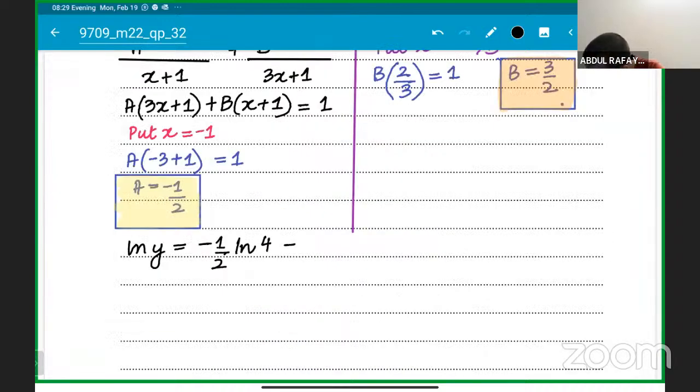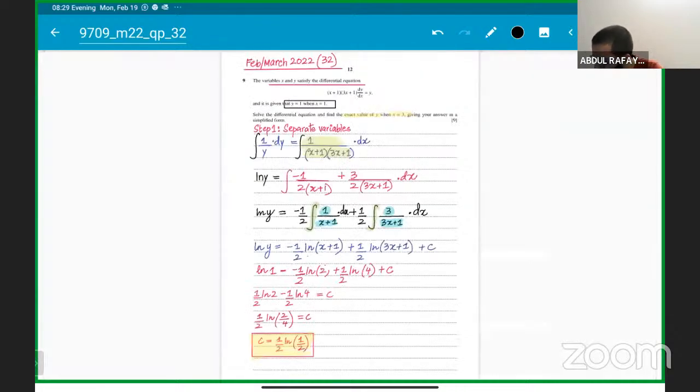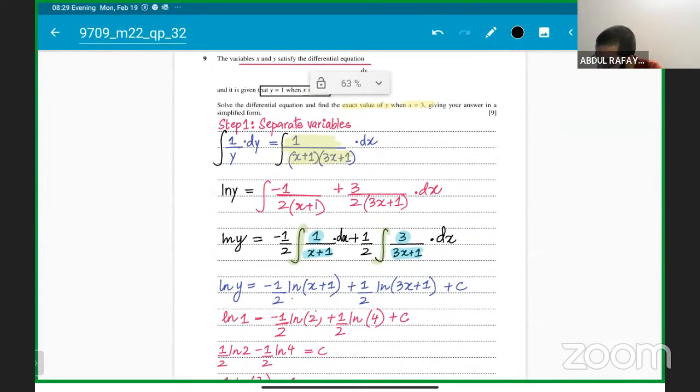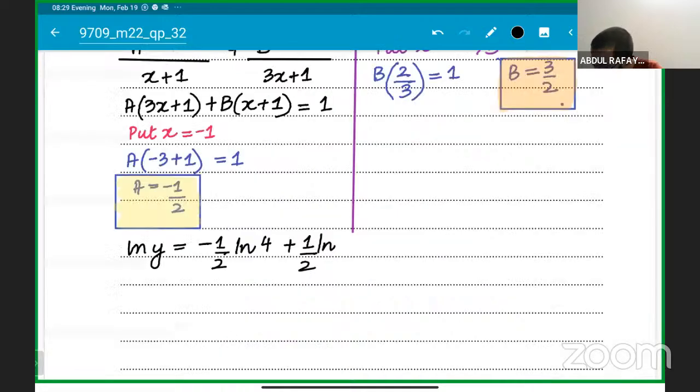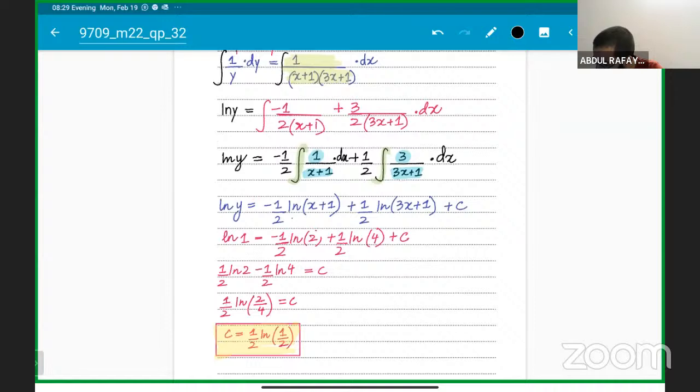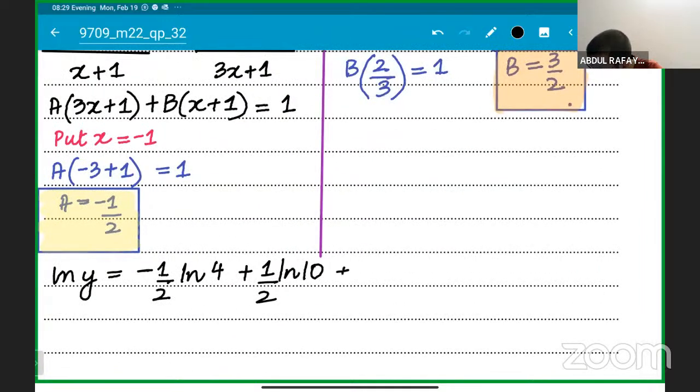Negative half ln 4 plus half ln of 3x plus 1, which becomes 3 times 3 is 9, 9 plus 1 is 10, students. So ln 10, plus c, which will be half ln half. So half ln half. Okay, guys, getting it clear? Understood? Is everyone following?